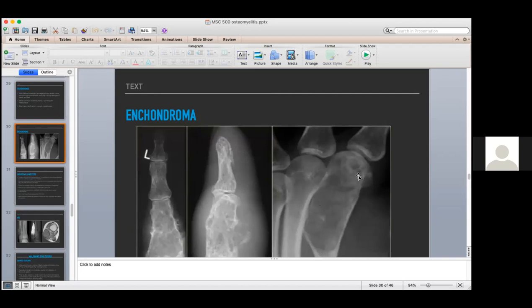You can see this expansile lesion in the finger. Because of that expansion, they tend to break the cortex and they present with pain. Like in this patient, you can see there's a breakthrough. With that fracture, they will present with pain, but the patient will tell you this finger has been swollen for the last 3 years. So it's a slow growing lesion, okay?